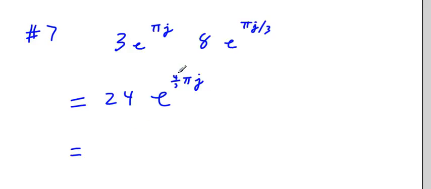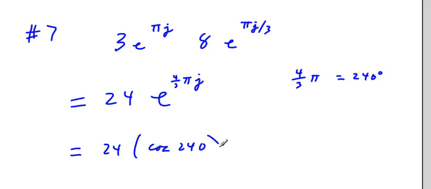We recognize 4/3 pi as what? As 240 degrees. Yeah, I think we recognize that as 240 degrees. So that'd be 24 cosine 240 plus j sine 240.